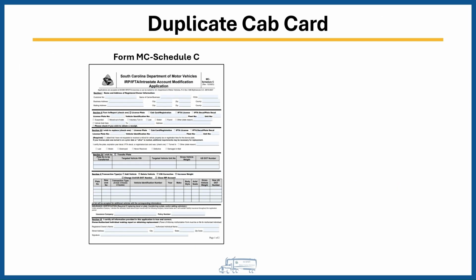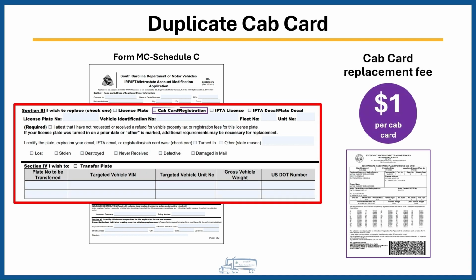If your cab card is lost, stolen, or damaged, you may acquire a replacement. For this, if requested in person at the DMV or through the mail, you will need an MC Schedule C, which should indicate that you wish to replace your cab card or registration. Each duplicate cab card costs $1.